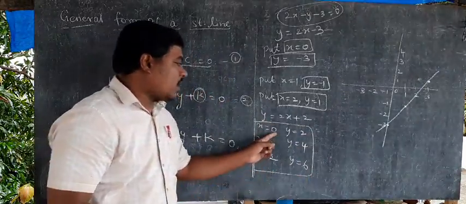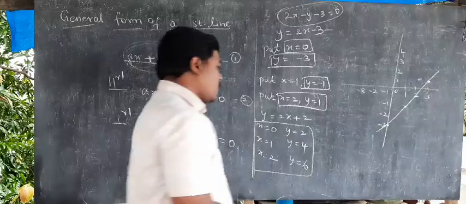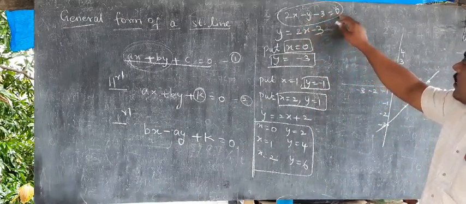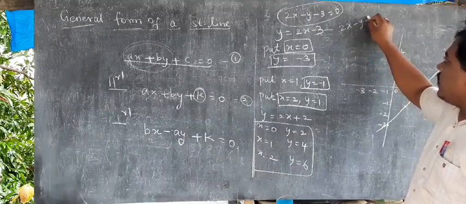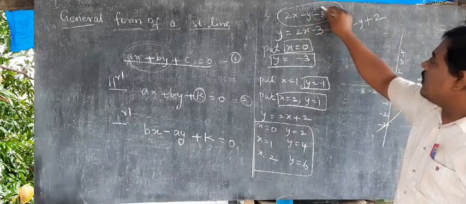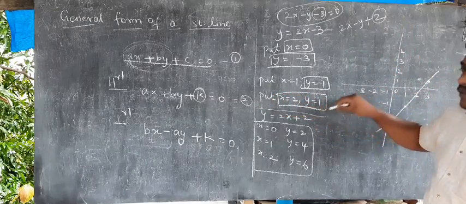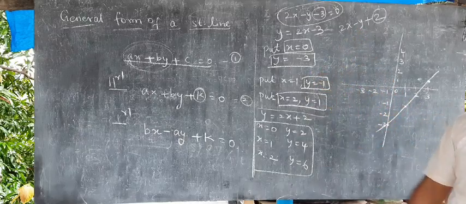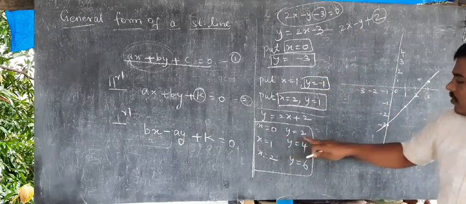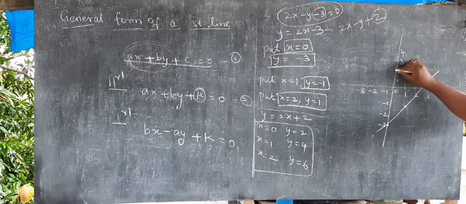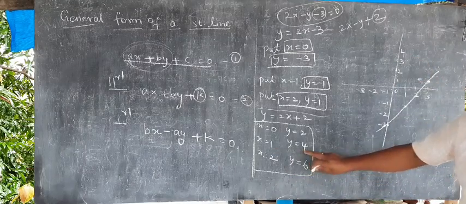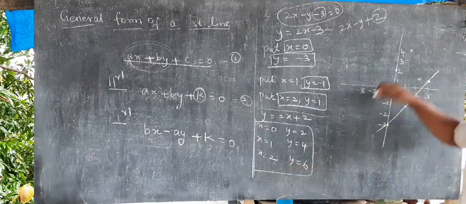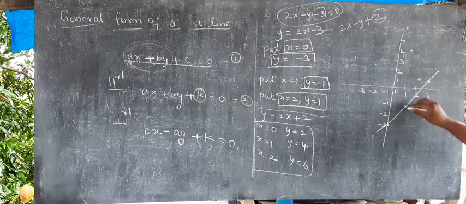Now 0 comma 2. Again I am saying 2x minus y minus 3 is parallel to 2x minus y plus 2. I change only the constant term. Right? I change only the constant term. So 0 comma 2, the point will be here. 1 comma 4, x equal to 1, y equal to 4. Another point, 2 comma 6. Here 5, here 6, means 2 comma 6.